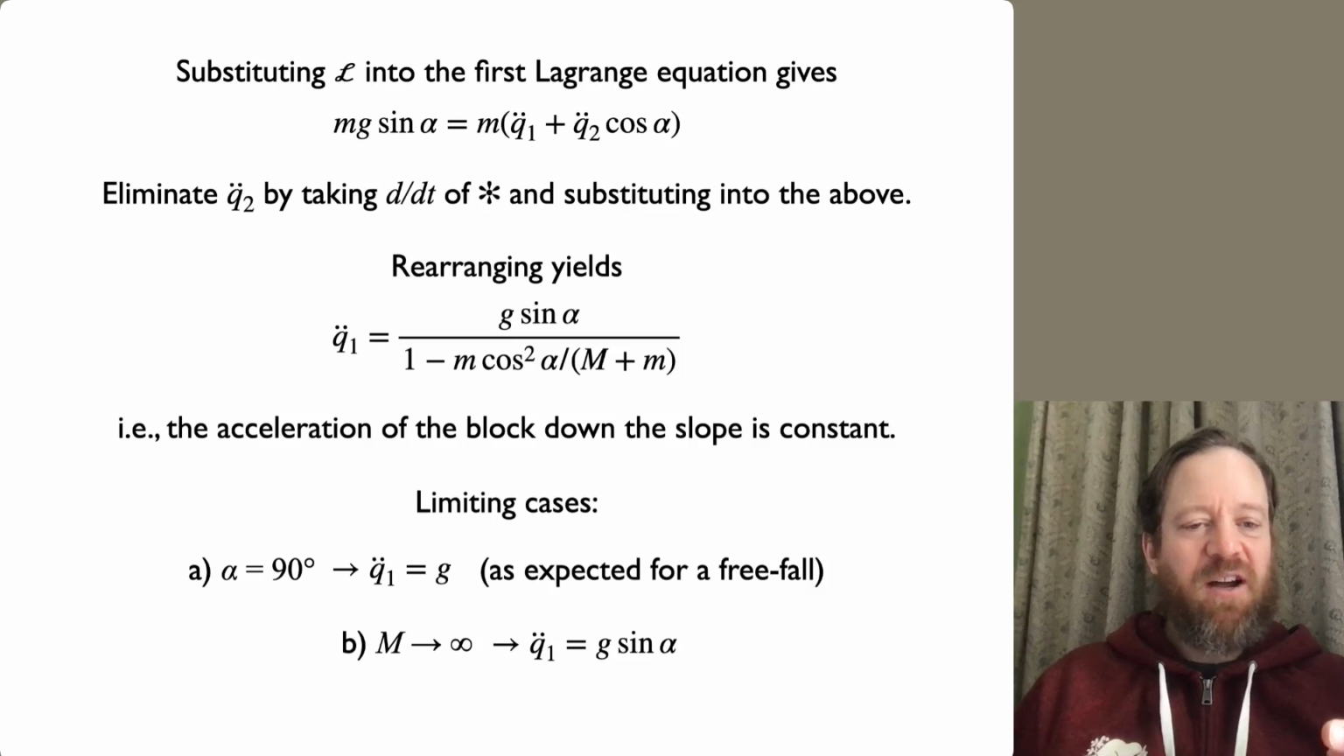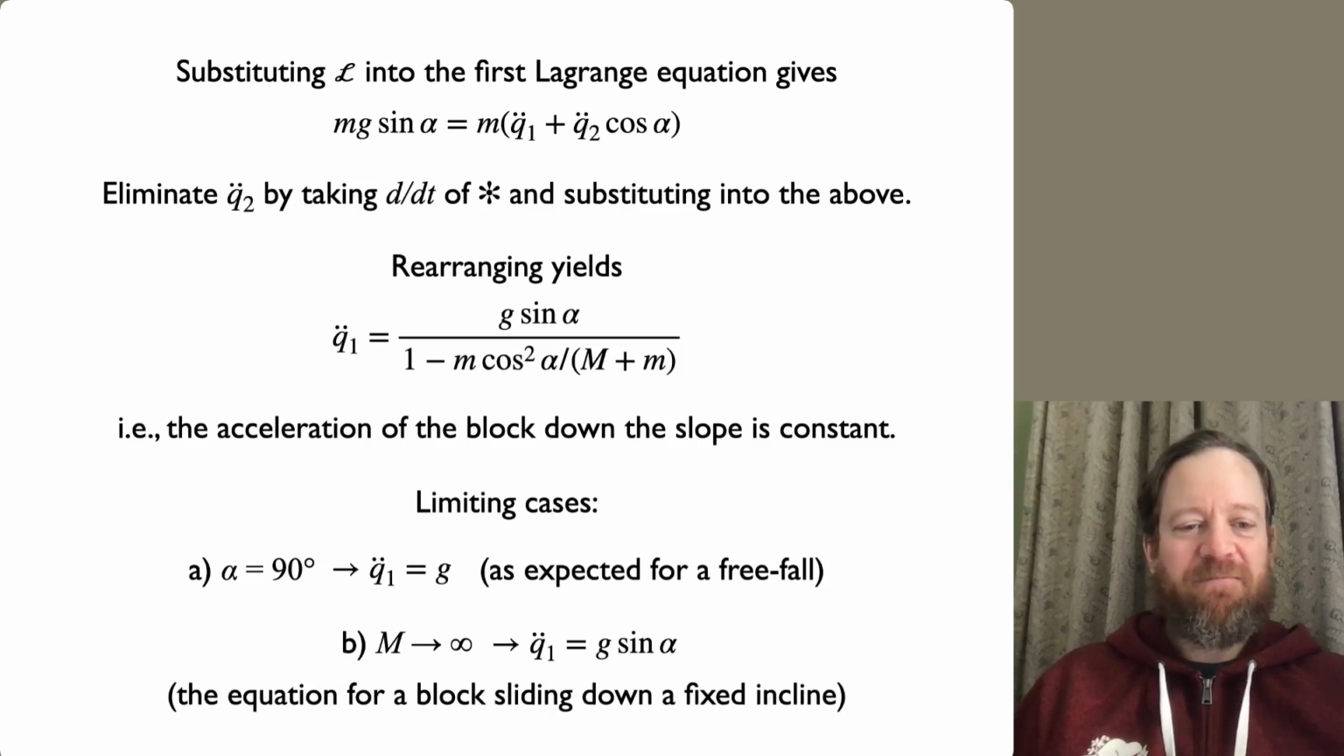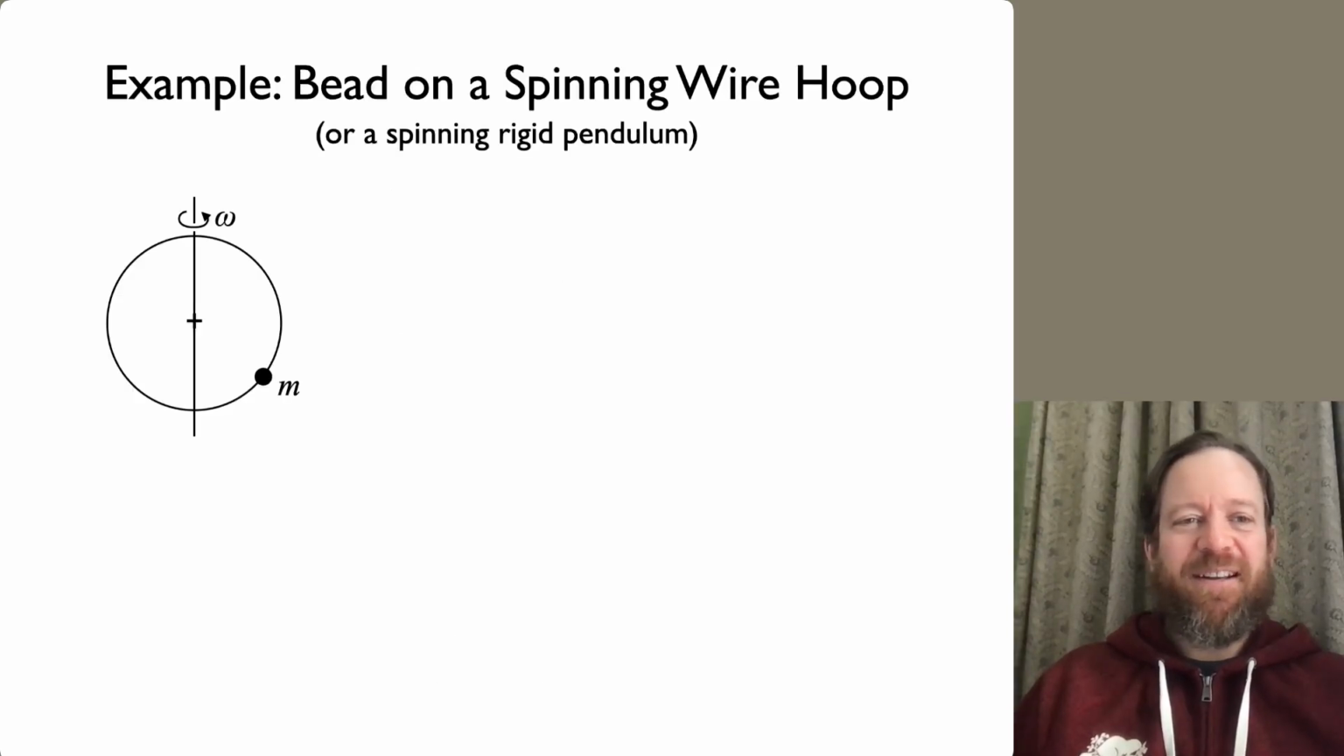And in fact, we saw this very same equation earlier on in the course when we were looking at blocks sliding down wedges, but more from the Newtonian point of view rather than from the Lagrange point of view that we're looking at right now. So again, this is just the equation for a block sliding down a fixed incline. And that wraps up that particular example. So let's move on to a new one.